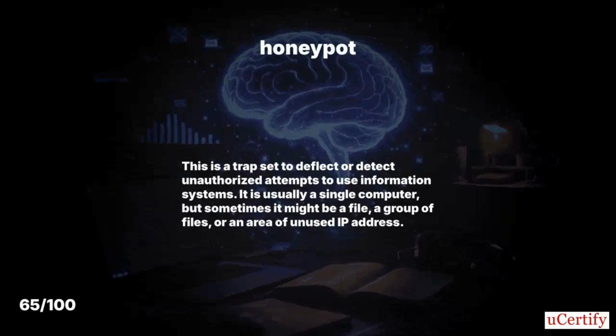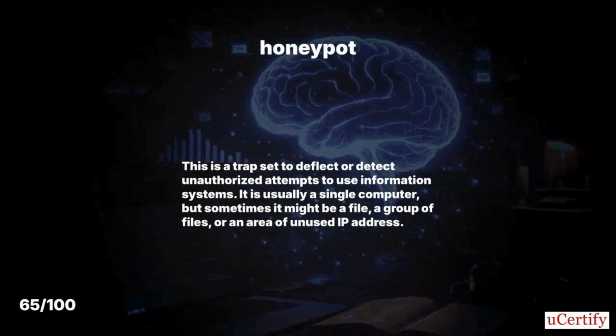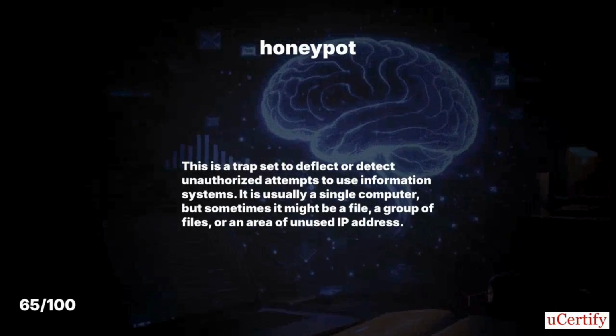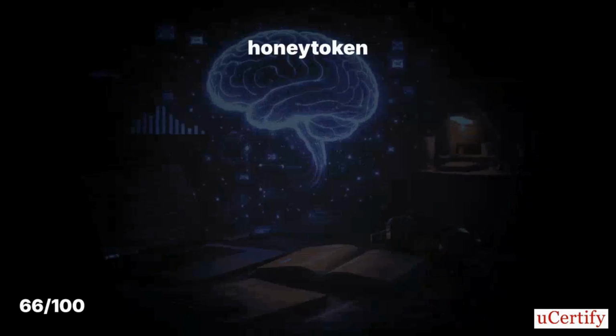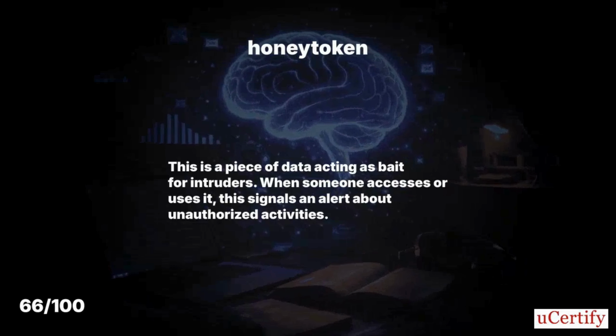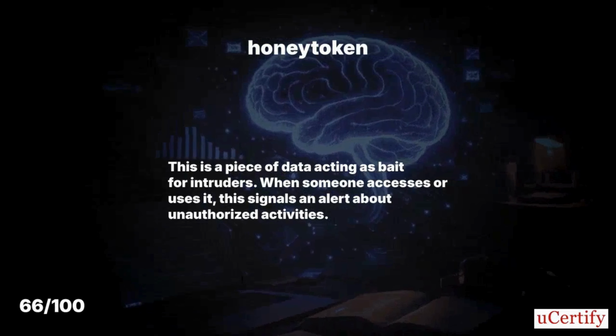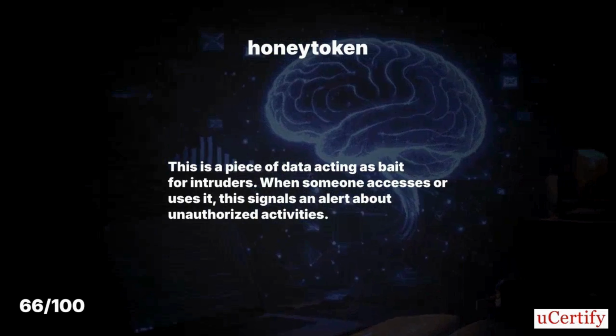Dissect or deflect unauthorized attempts to use information systems. It is usually a single computer, but sometimes it might be a file, a group of files, or an area of unused IP addresses. This is a honey token. This is a piece of data acting as bait for intruders. When someone accesses or uses it, this signals an alert about unauthorized activities.